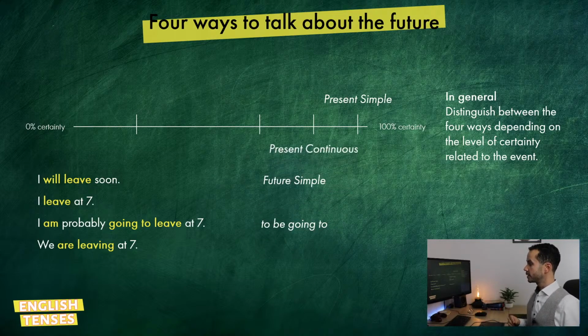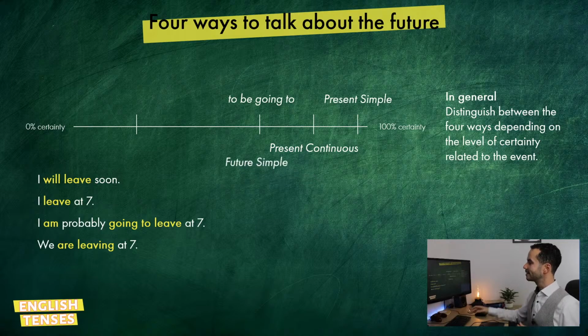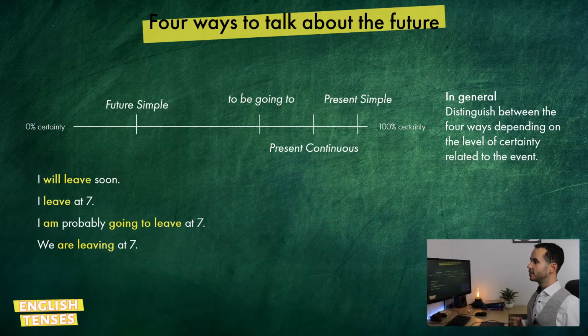Present simple is the most certain, and then we get present continuous. Then we have to be going to, which follows present continuous, and the least certain thing to happen is indicated with future simple. So if we have very little certainty that something will happen, we use future simple, and it increases as the level of certainty increases. We use a different tense as well.